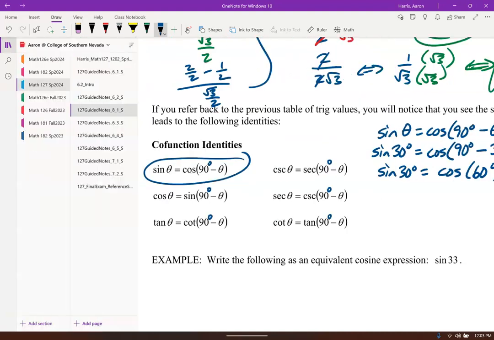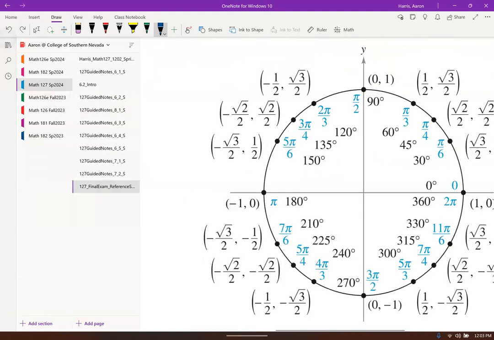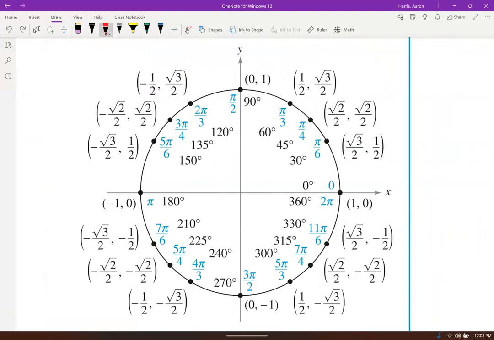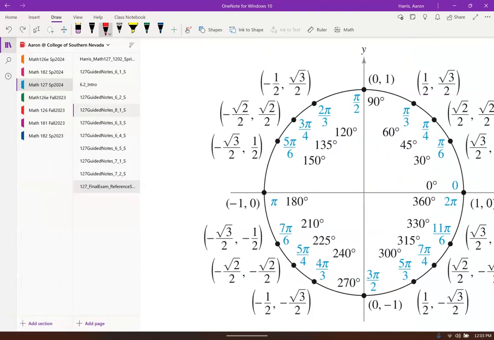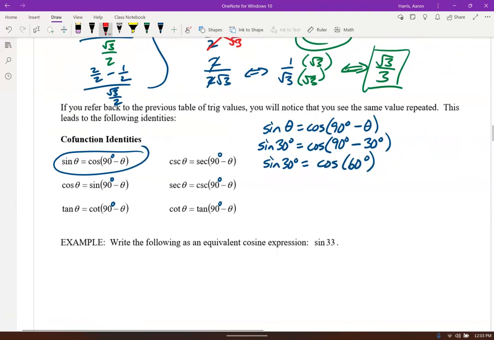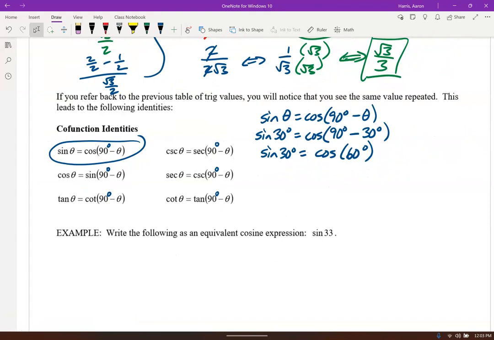Well, let's check the unit circle again. So go back to the unit circle. Sine at 30 degrees, right there. Is that the same as the cosine at 60 degrees, which is the x value? Yes, it is. So that's thus the cofunction identities, and mathematicians just went through and proved all these cofunction identities so that we can use them.